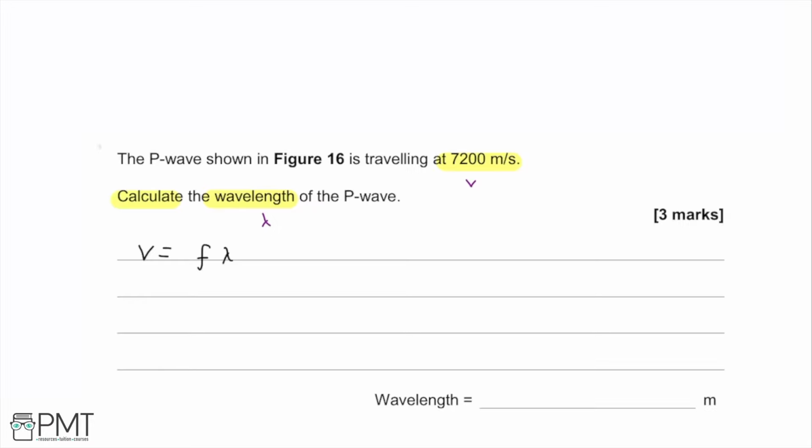We have the velocity up here, which is 7,200 meters per second. That's going to be equal to the frequency, which is going to be the frequency that we calculated in the previous part of the question, and came to an answer of 0.4 Hertz, multiplied by the wavelength, which is the variable we're trying to work out here. Now, in order to calculate the wavelength, we need to divide both sides by 0.4.